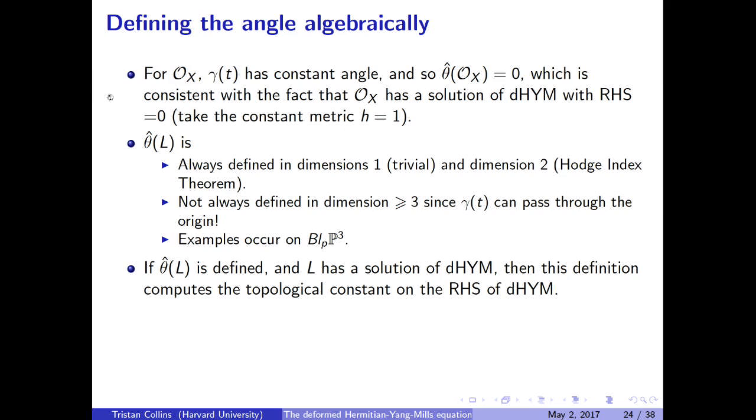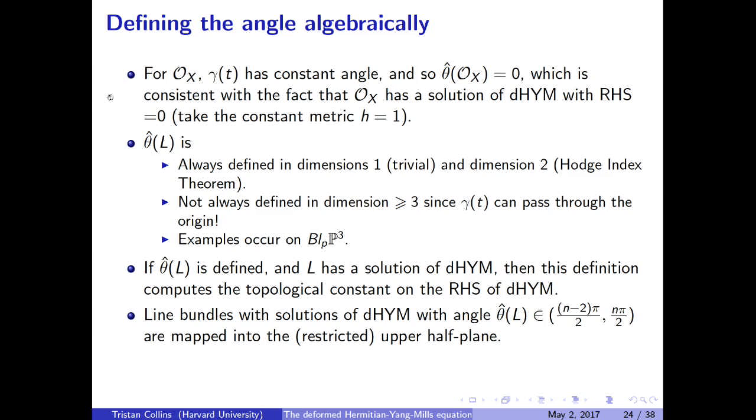Okay, and in fact, such examples already occur on the one-point blow-up of P3. So this is the simplest example where you have more than one cohomology class, and you already run into trouble. So if this angle turns out to be defined, and L has a solution of the deformed Hermitian Yang-Mills equation, then this definition computes the right thing. So this gives us an algebraic lift of the angle that we can compute just in terms of topology. And a hint for things to come later is that line bundles with this large angle condition are exactly the ones which, after this long path through C, end up in the restricted upper half plane.